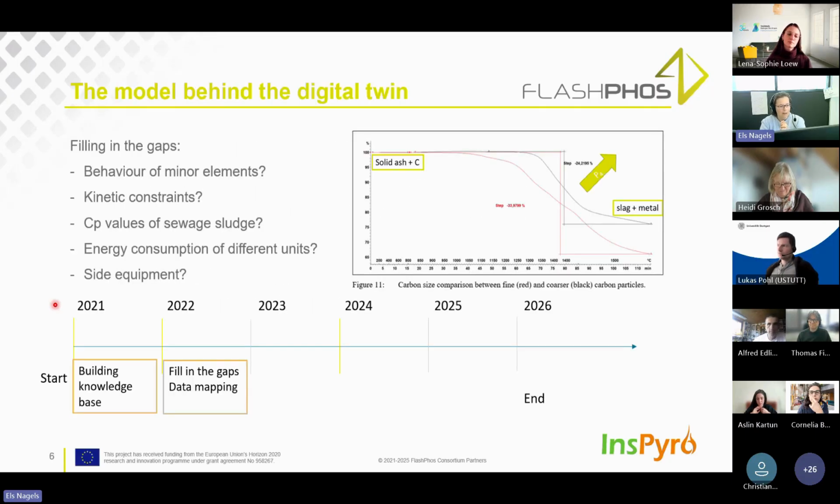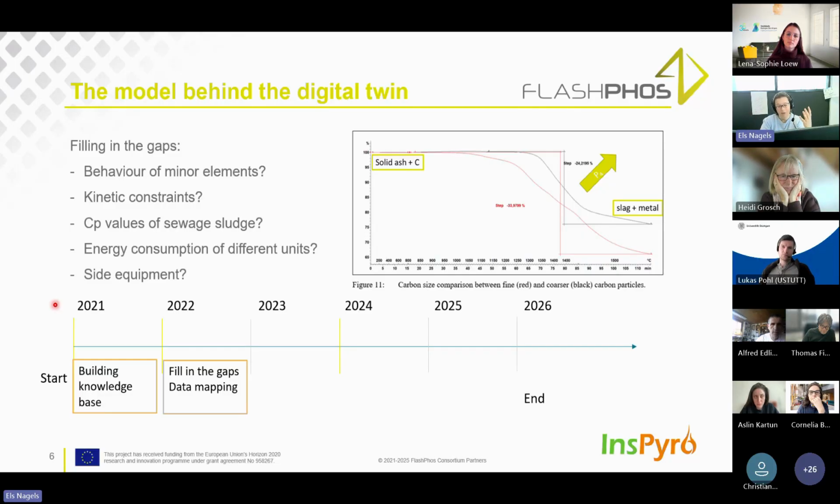Then we spent more or less a year on building the knowledge base, building all the models from theoretical aspects. But then we noticed that there are quite some gaps in the knowledge on this process. We found it very difficult to estimate the behavior of minor elements. It was also difficult to get the kinetic constraints. This sewage sludge has various compositions, so how do we estimate the correct heat capacity to get the heat balance, and so on?